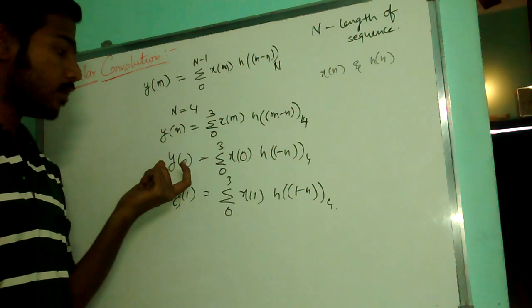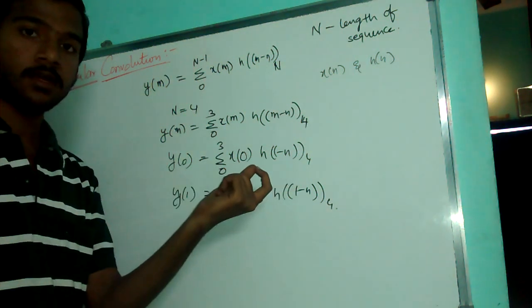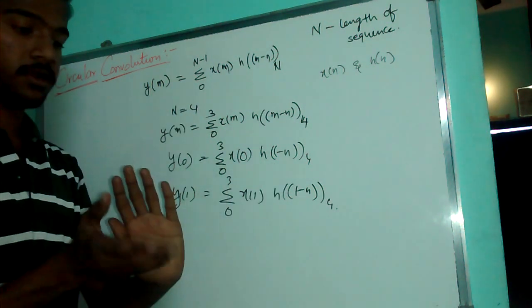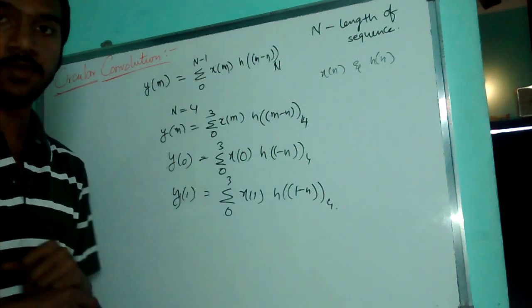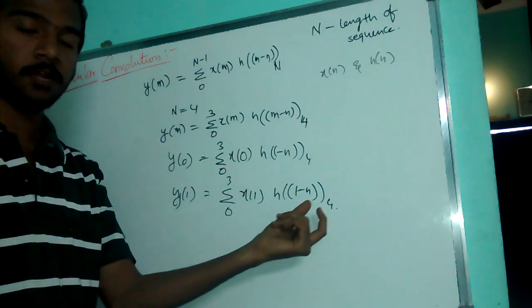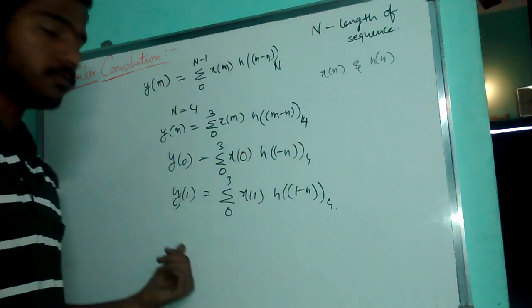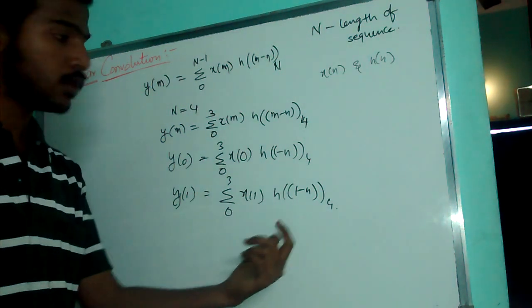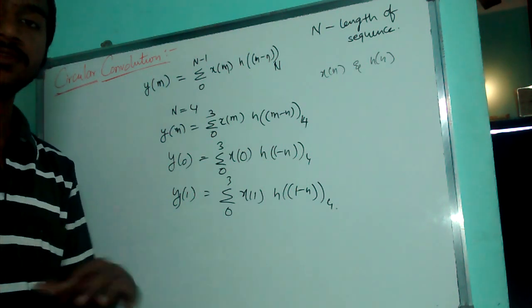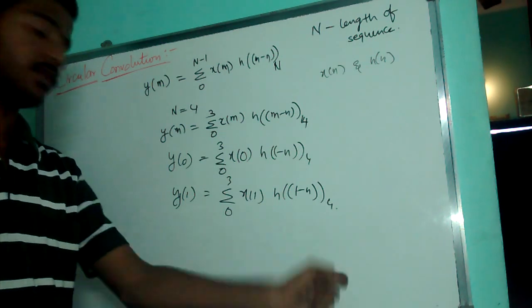Now whenever we are doing y of 0, we got h of minus n, that is the time reversal of h of n. We are reversing the time sequence of h of n. Similarly, y of 1 is given by h of 1 minus n. That means we have reversed and shifted by one time unit. When we come to y of 2, we get x of n, h of 2 minus n. That means we are shifting by 2 time units after the reversal. For y of 3, we are shifting by 3 time units after reversal.